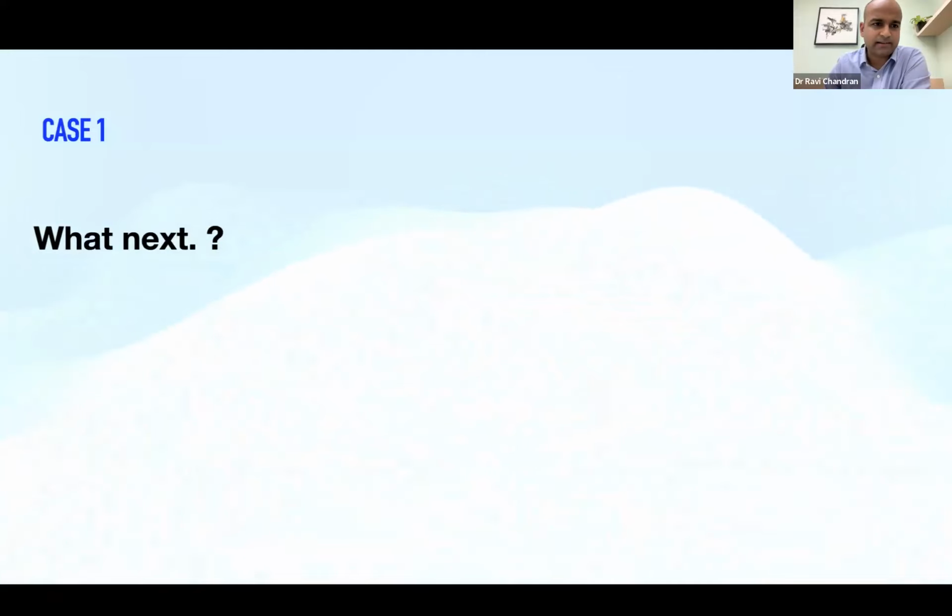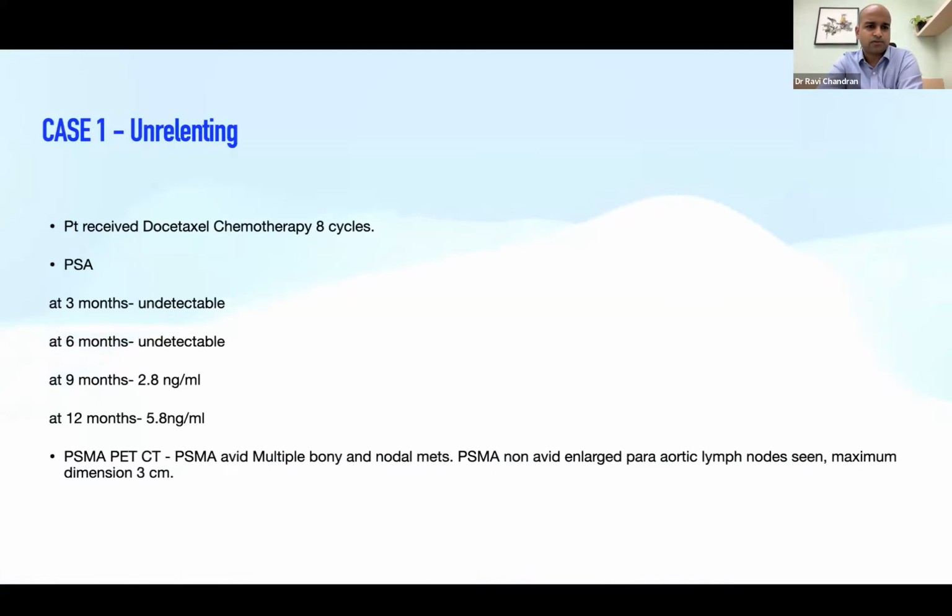Well, okay, point taken. So as you rightly mentioned, he went on to receive docetaxel, total 8 cycles of chemotherapy. So one thing I would want to emphasize here is in metastatic castration-sensitive prostate cancer, we give 6 cycles of docetaxel, whereas in CRPC it is 8 cycles.